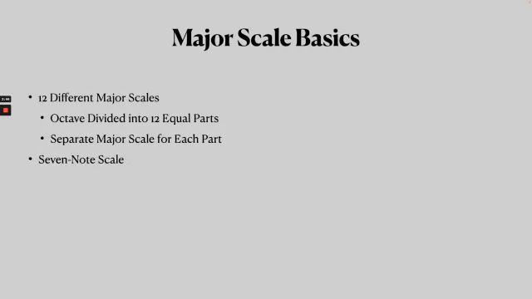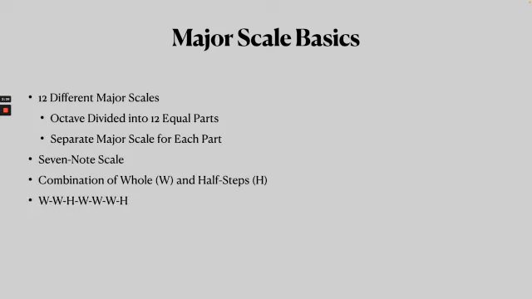Our Western major scales are 7-note scales, with a specific combination of whole and half steps. The order of the whole and half steps for each major scale is whole, whole, half, whole, whole, whole, half.